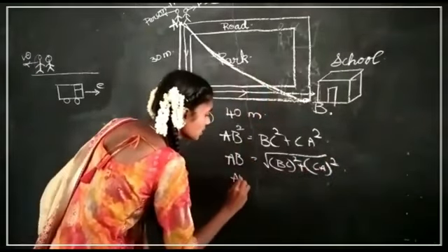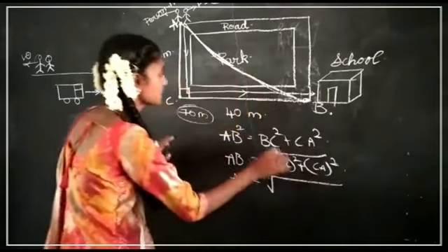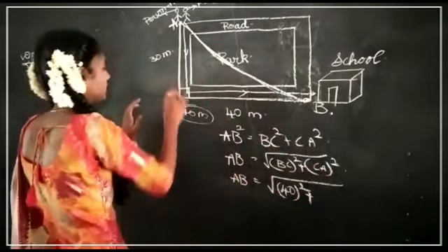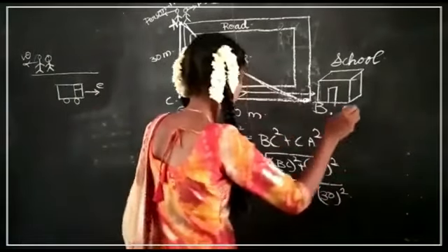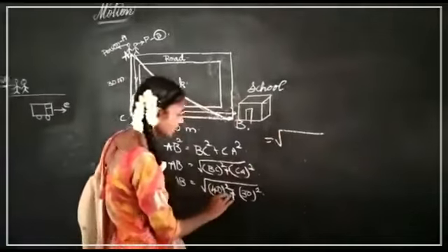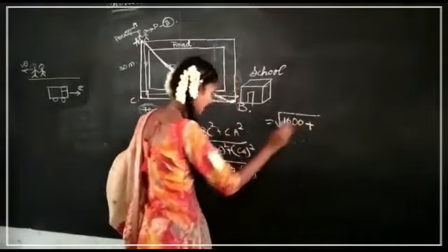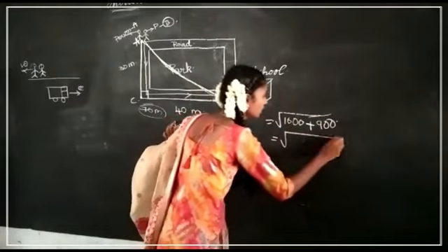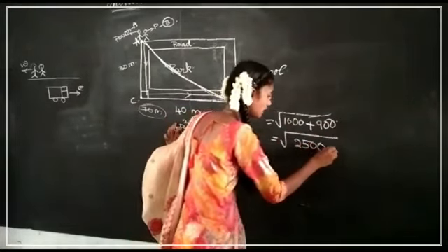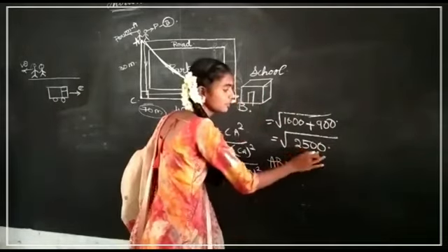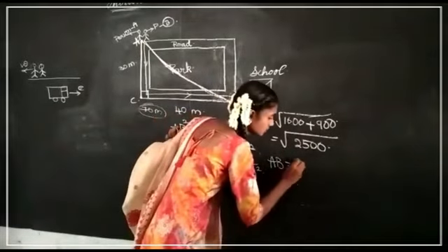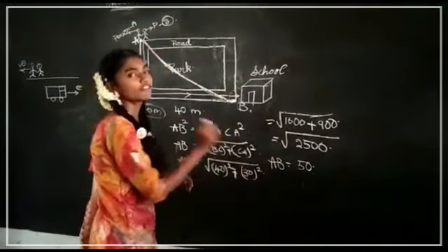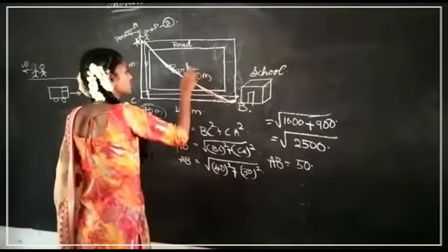So here AB is equal to root of, what is BC here? That is 40 meters. So 40 whole square, plus what is CA? 30. So 30 whole square. That is 1600 plus 900. If we add 1600 and 900, we will get 2500. So AB is equal to root of 2500, which is equal to 50. So we got the AB length. So person B travelled a displacement of 50 meters.